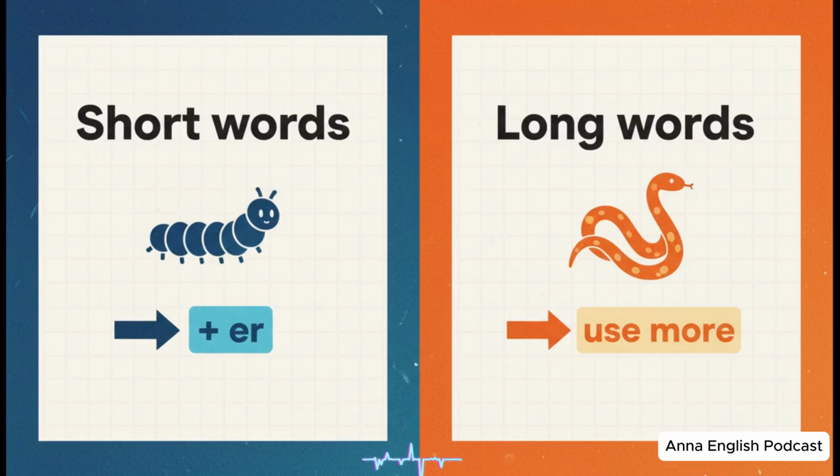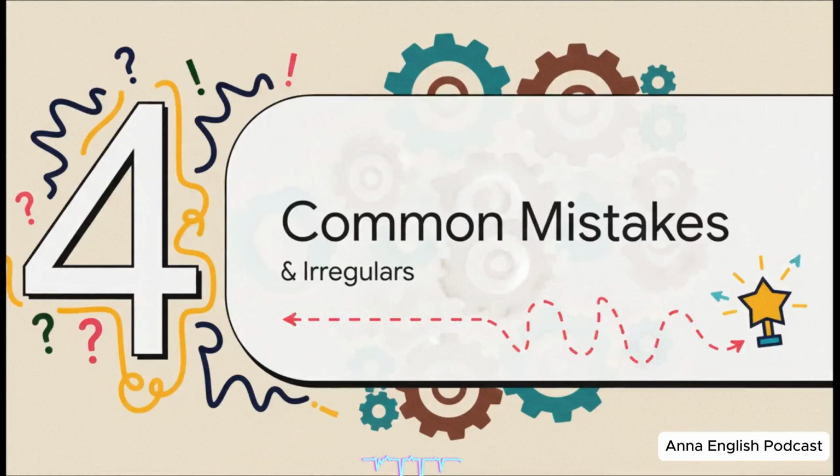Okay, let's quickly recap, just to make sure it sticks. The 2 big rules are, for short words, you add -er. For long words, you use more. That's pretty much the whole game right there. Okay, you're doing great. Now, let's get into the stuff that will make you sound really natural. We're going to cover the most common mistakes people make, and a couple of special words that break the rules. Honestly, getting these right is what takes you from sounding like a beginner to sounding like a really confident speaker.